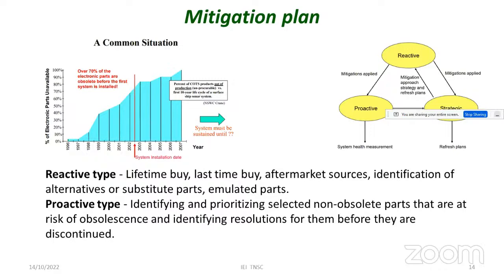One is reactive, that is reacting to the problem after it arises. The other is proactive, that is preventing the problem before it arises. A proactive approach focuses on eliminating problems before they have a chance to appear, and a reactive approach is based on responding to events after they have happened. In the reactive type, you have to do lifetime buy, last time buy, aftermarket sources, identification of alternatives or substitute parts. In the proactive type, identifying and prioritizing the selected non-obsolete parts that are at risk of obsolescence and identifying resolutions for them before they are discontinued.